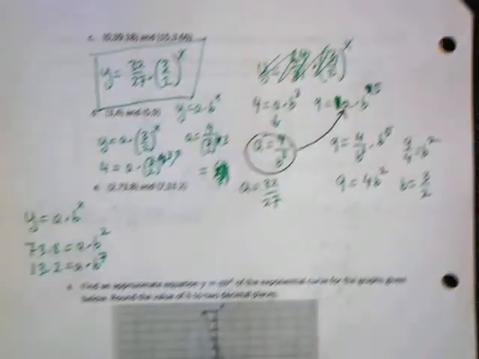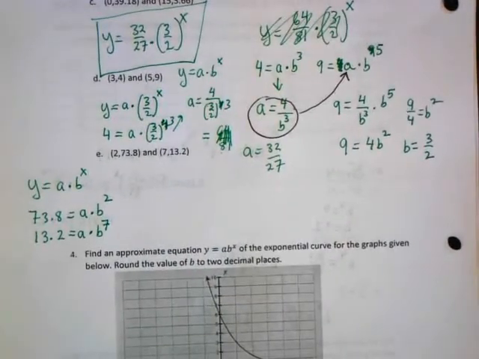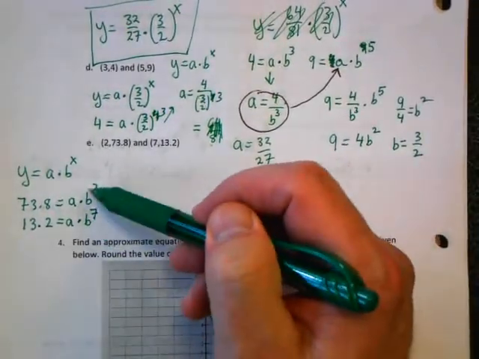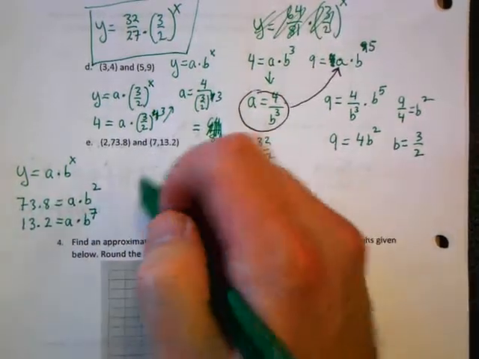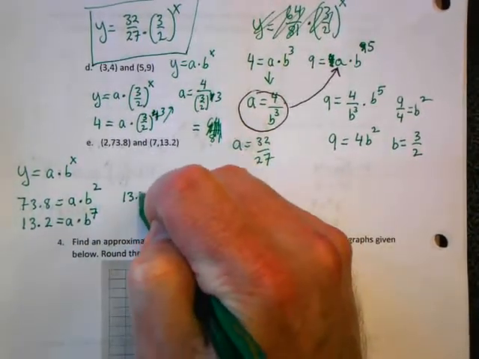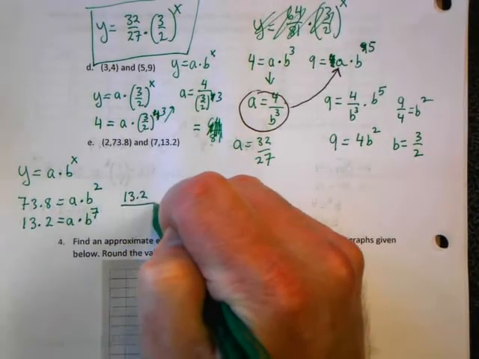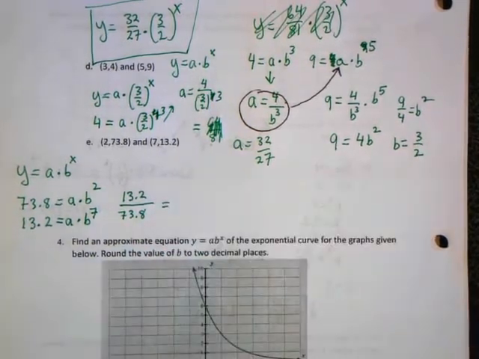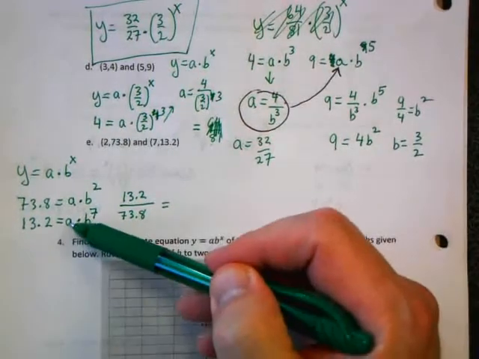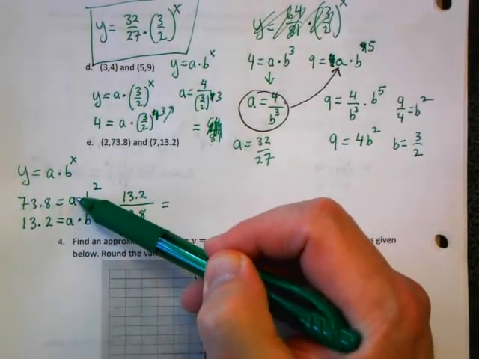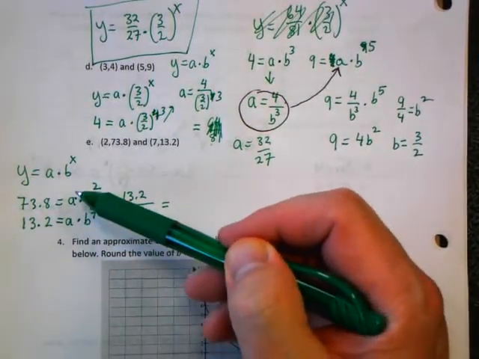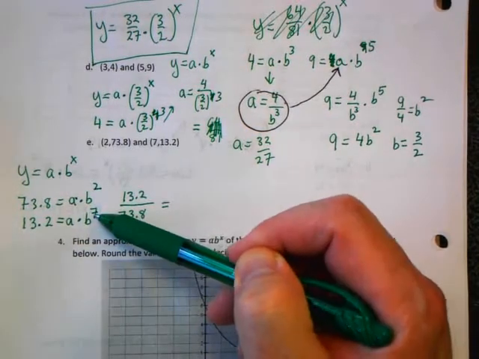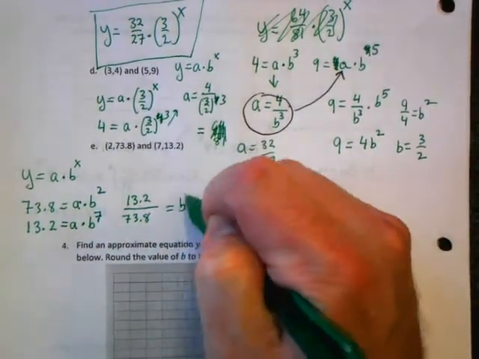So really, all we have to do, we're going to do something unusual. We're going to divide these two equations. So I'm going to take 13.2 and divide by 73.8. And then what happens here? What's a divided by a? A divided by a, those cancel out. B to the 7th divided by b squared is b to the 5th.